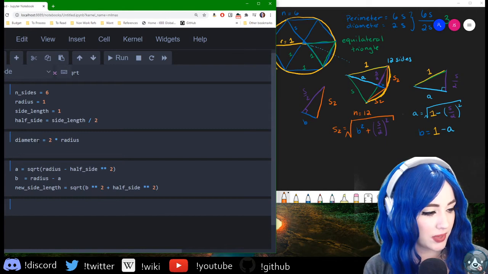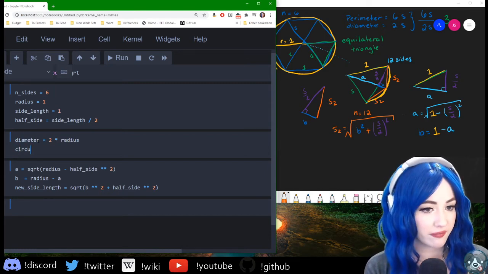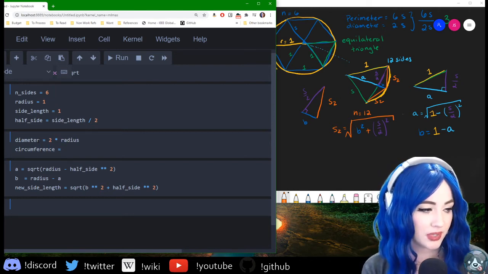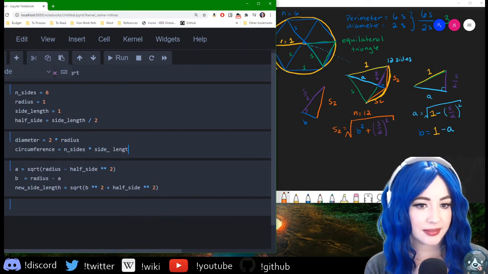And then we have, let me think about this. Then we also have our circumference, or in this case perimeter. I'm going to use circumference because we're trying to guess the circumference of the circle. And that is going to be our number of sides times our side length.